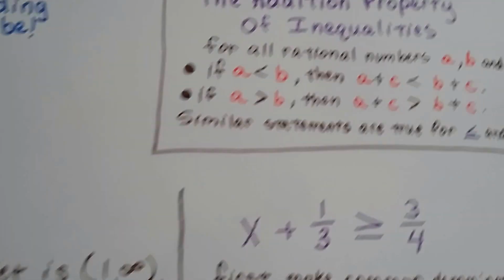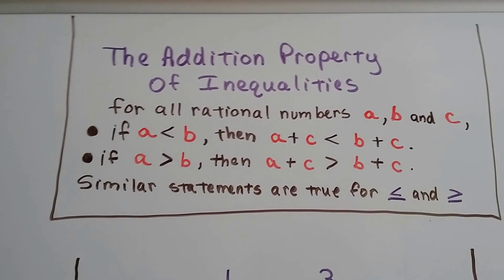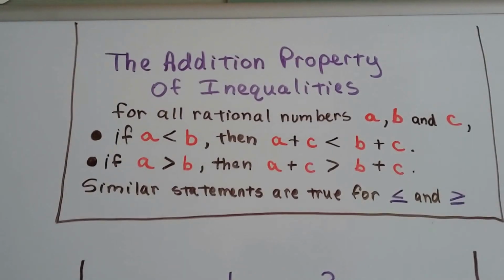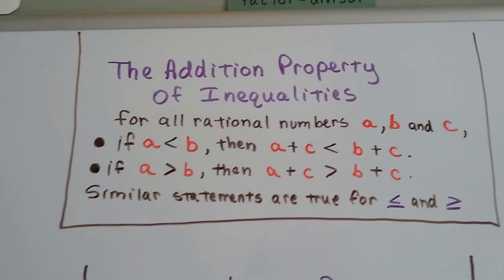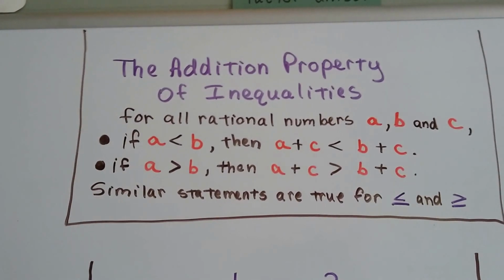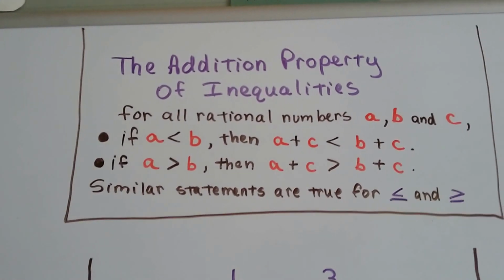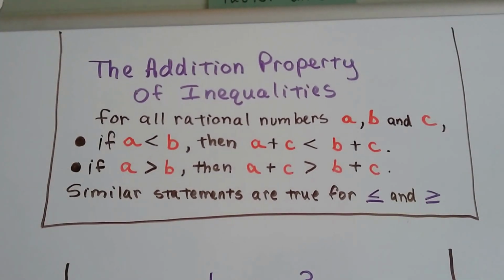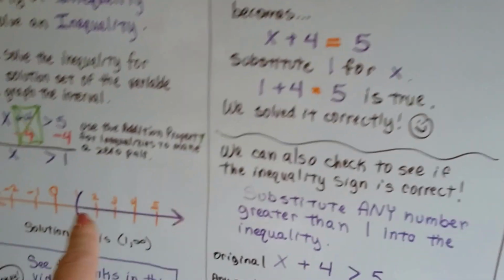So, the addition property of inequalities, this is the formal definition of it. For all rational numbers a, b, and c, if a is less than b, then if we add a and c together, it's going to be less than b and c added together because a is less than b. And if a is greater than b, then when we add a and c together, it's going to be greater than b and c. And similar statements are true for less than or equal to or greater than or equal to, okay? So our solution set for this problem down here is 1, infinity, all right?